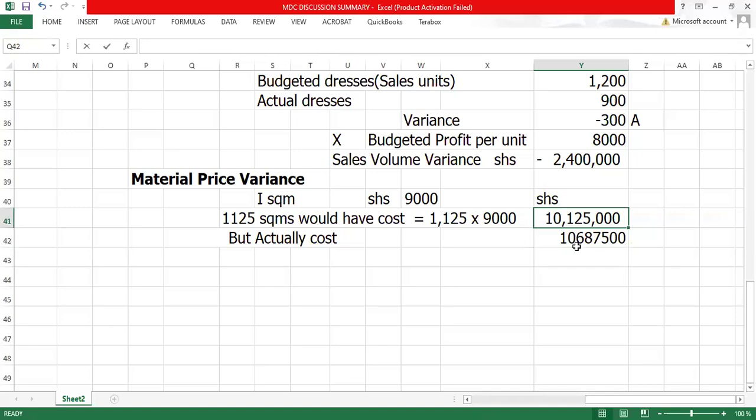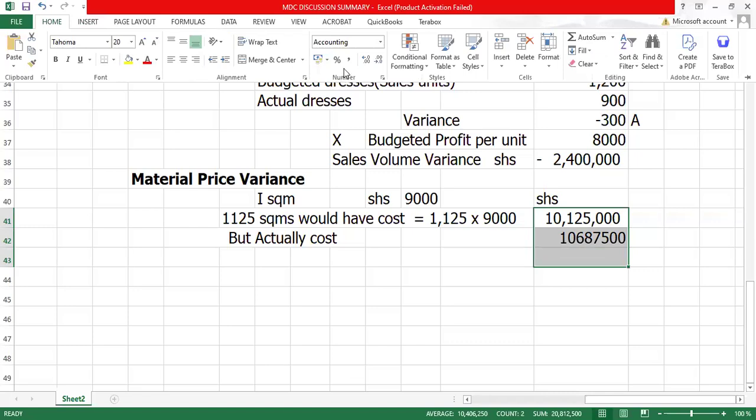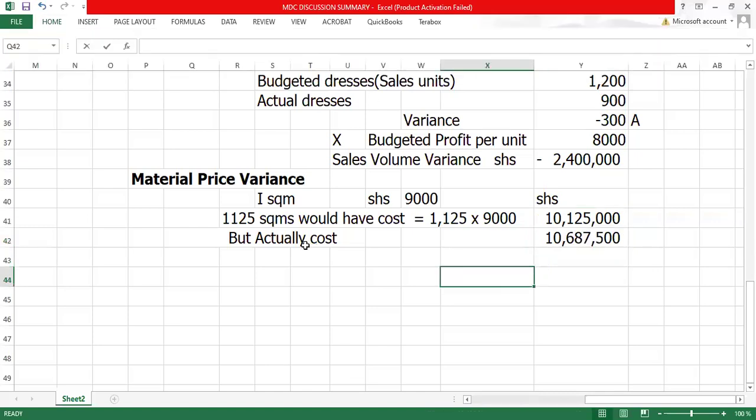So the question is, do you have a favorable or adverse? Someone tell me, a favorable or adverse? This was the budget, and this is what they actually incurred. So it's adverse. They incurred more compared to the budget. That is not favorable. So that is adverse. This is your material price.